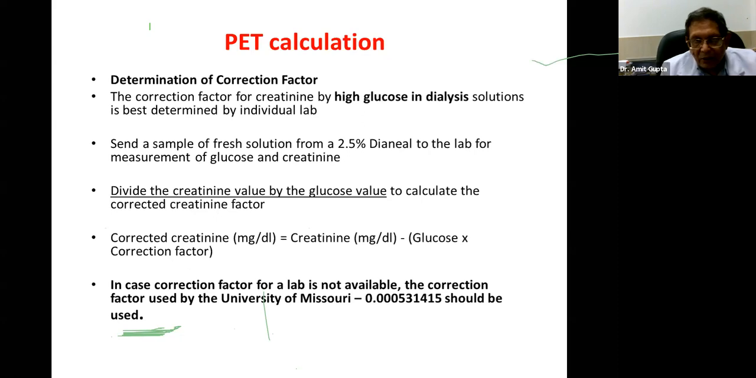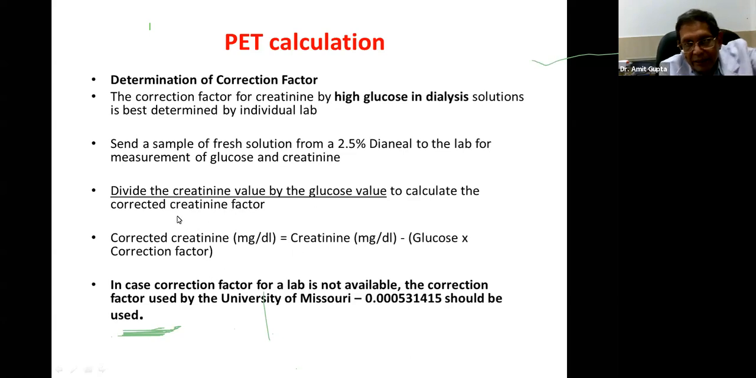Now, when you do the calculation, you have to check for the correction factor. This correction factor for creatinine, because of the high glucose in the bags, is determined by the individual labs. So what you can do is send a sample of fresh solution from a new 2.5% bag, measure both glucose and creatinine, and divide the creatinine value by the glucose value to calculate the correction factor. So the corrected creatinine is actually creatinine minus the glucose times the correction factor. This formula will give you the corrected creatinine value.